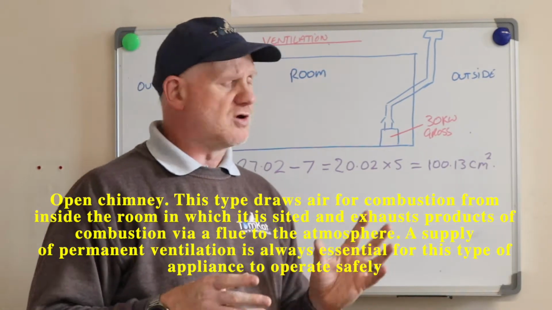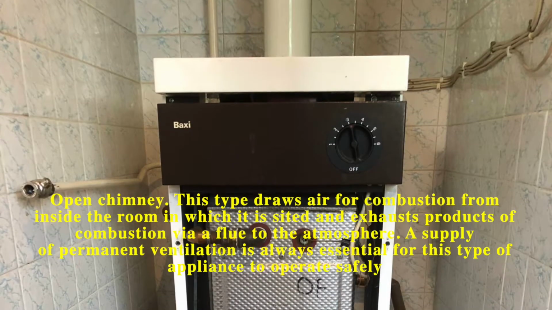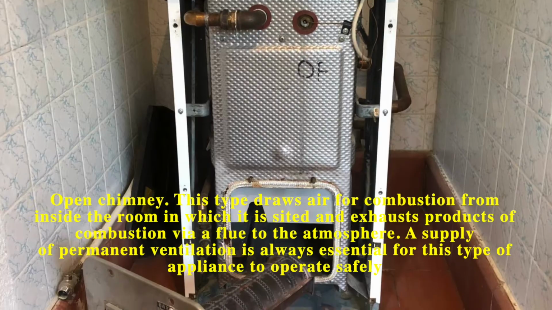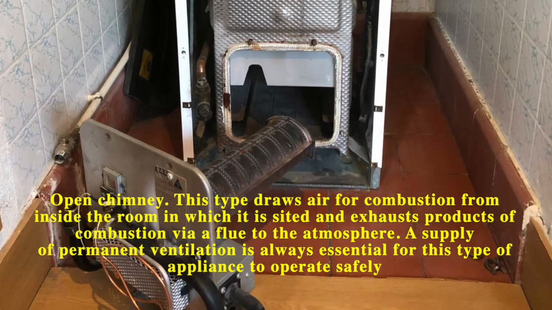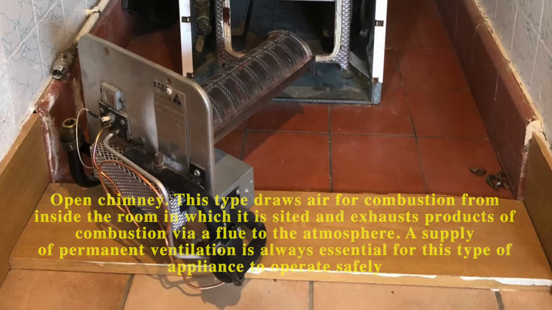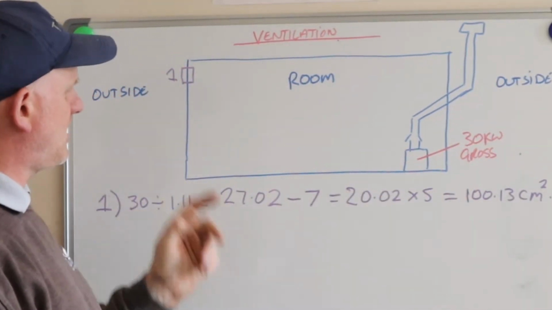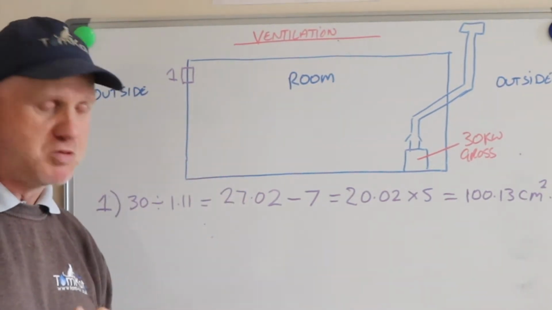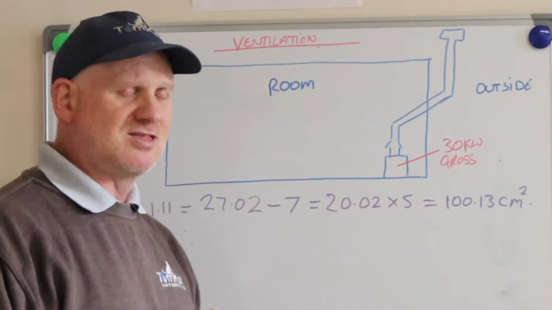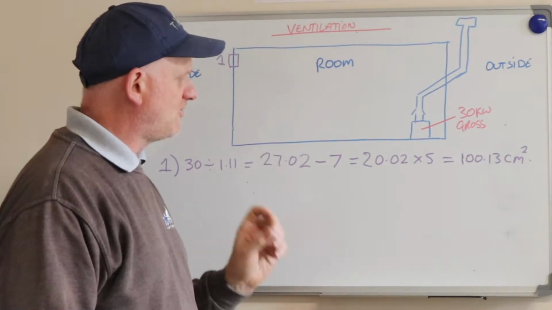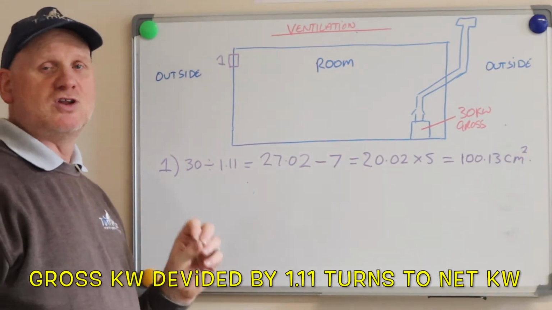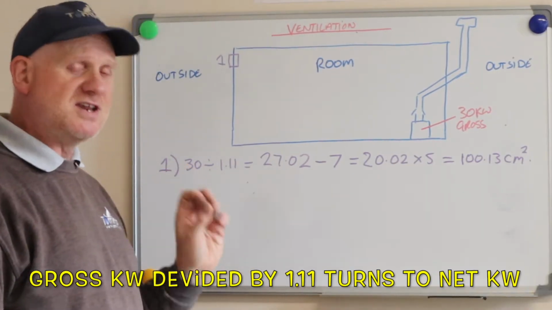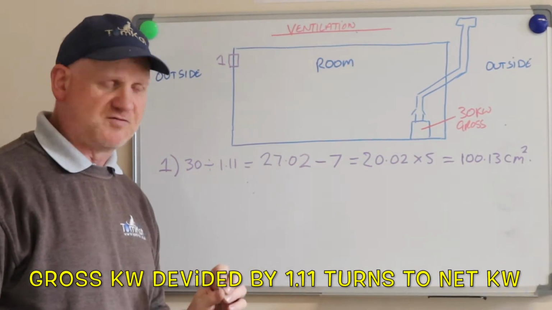But first of all, we're going to be looking at this old floor standing open flued cast iron heat exchanger high water content boiler installed in a room. Now we've got an inside and an outside here, and number one is where the vent is bringing the air in for combustion. This boiler here is a 30 kilowatt gross boiler. So first of all we need to turn it to the net figure, because since the year 2000 we've used the net figure for ventilation, not the gross figure.